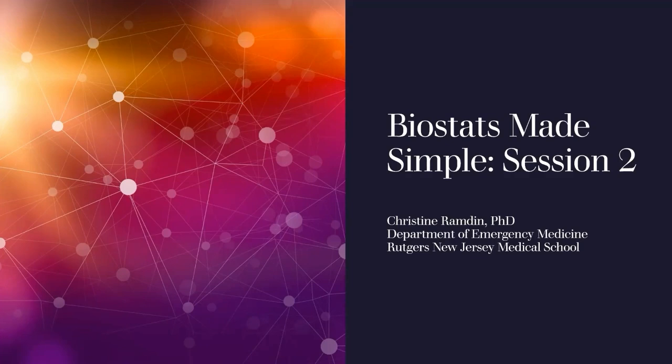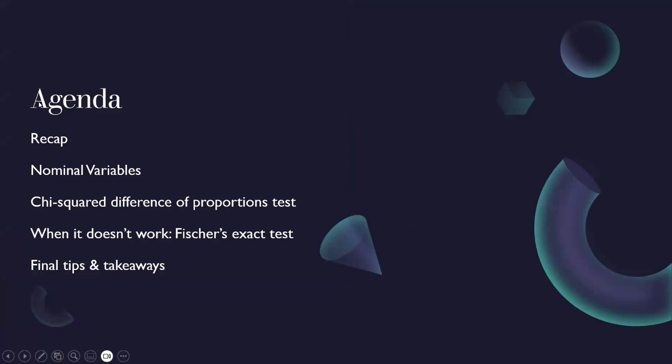We're going to start with a recap of some of what we discussed last time, as well as introduce the concept of nominal variables, as well as what tests are used to compare groups of nominal variables. So our agenda today, we're going to start with a recap. We're going to talk a little bit about nominal variables, and we're going to talk about the tests that are used to compare groups of nominal variables. These include the chi-square difference of proportions test, and then when it doesn't work, as you'll find out later, the Fisher's exact test. Then we'll group everything together and give some final takeaways.